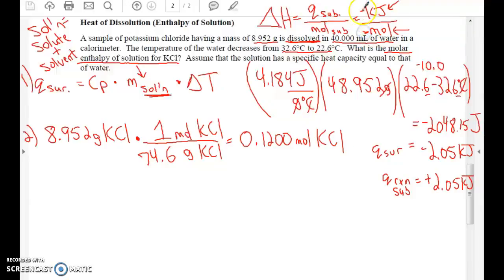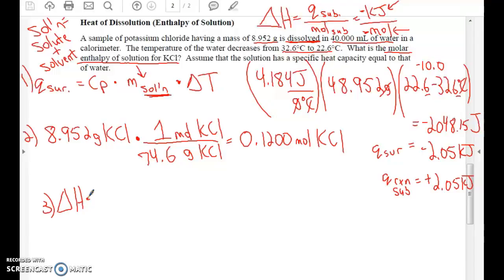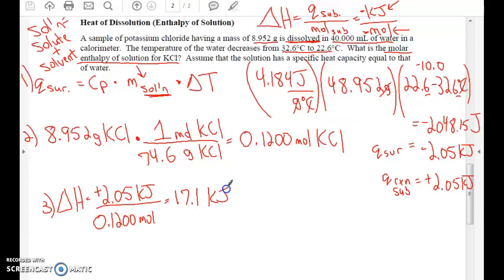And that's this part. So now we have both of these numbers figured out. So we just have to plug it into that equation. So the last thing here is delta H equals the Q of the substance, which we figured out over here, positive 2.05. I'll just write positive just to be very thorough. Kilojoules. Divided by the moles that took part in this reaction, which is 0.1200 moles. You do the math for that, you should get 17.1 kilojoules per mole.